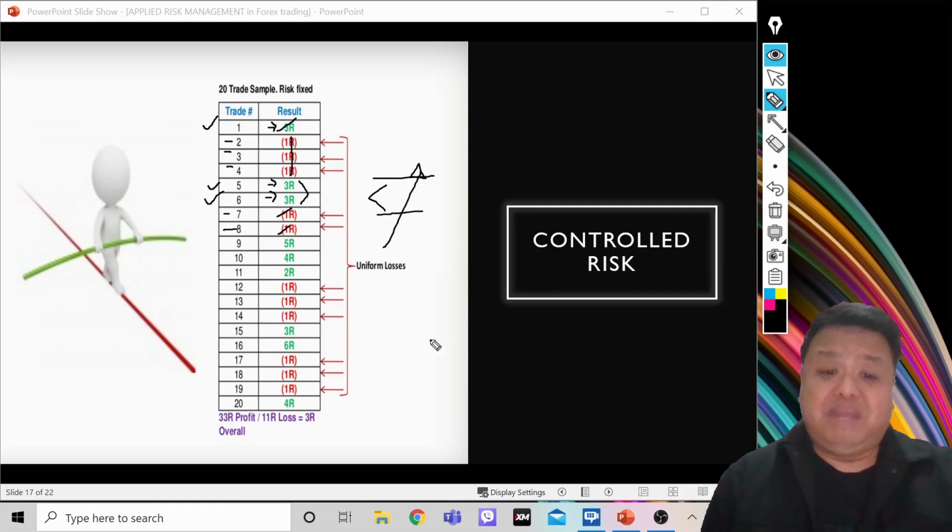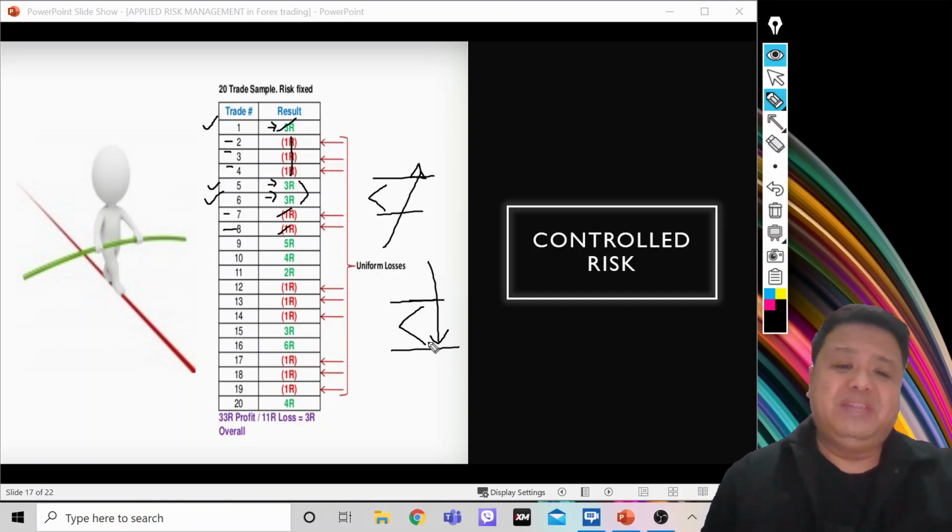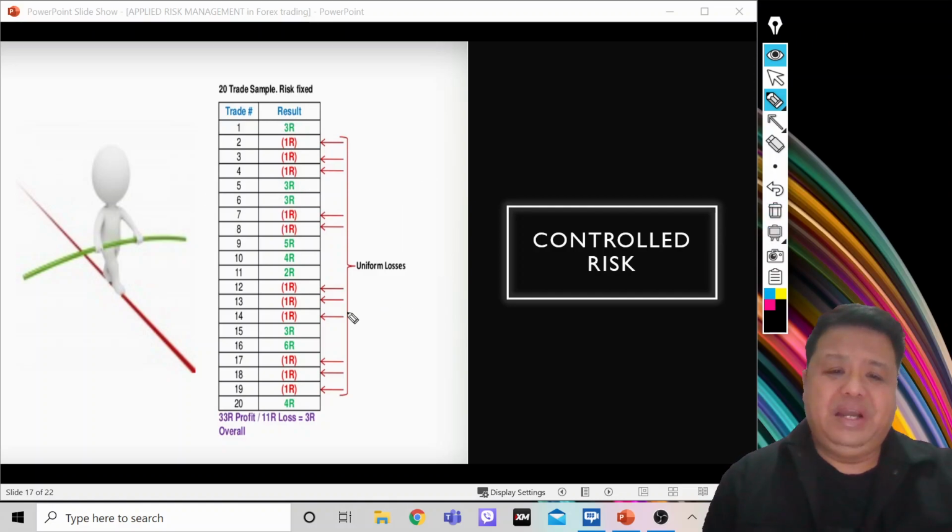Nangyayari rin yan sa stop loss, ha? So, halimbawa, ito yung stop loss mo, bumubulusok, dito ka pa mahihit. Pero ito stop loss mo. So ano yan? Slippage yan. Yan ang tawag yan. Okay.